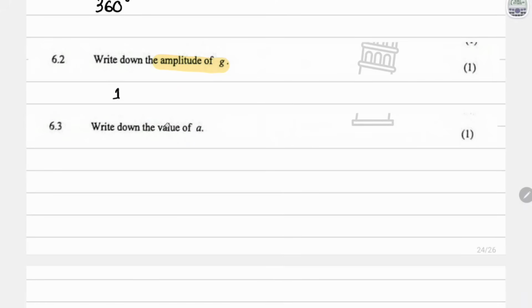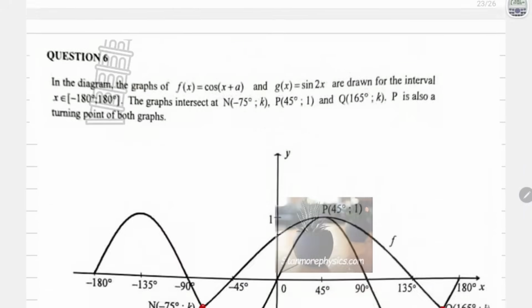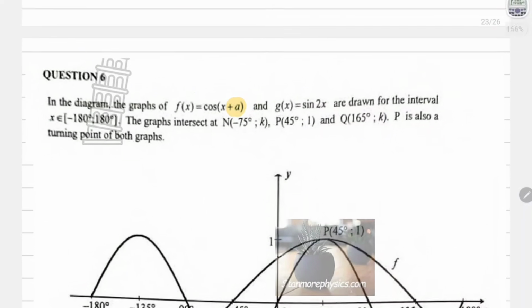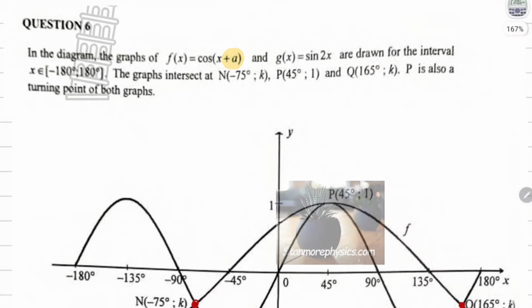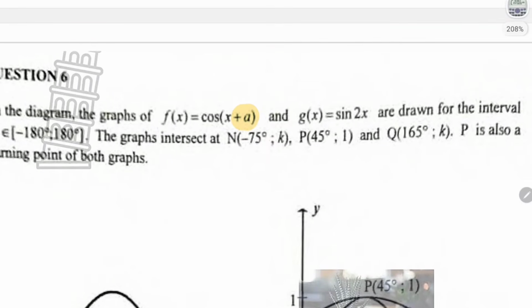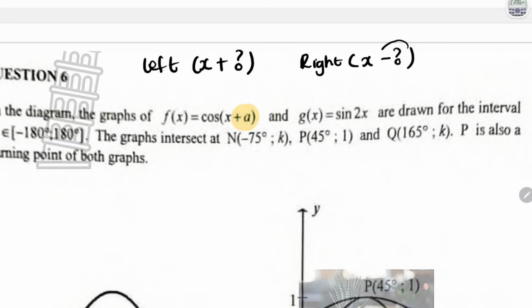Then question 6.3 says, write down the value of A. Okay, so the value of A. Now they want to know how that graph is being shifted. Let's just establish something quickly. If the graph was shifted to the left, I want you to know that by that x, instead of having a minus, you're going to have a plus. So x plus whatever A is. And if it was moving to the right, it should say x minus whatever that number is. So in that case, negative whatever your number is would be A. And in this case, positive whatever that number is would be your A.